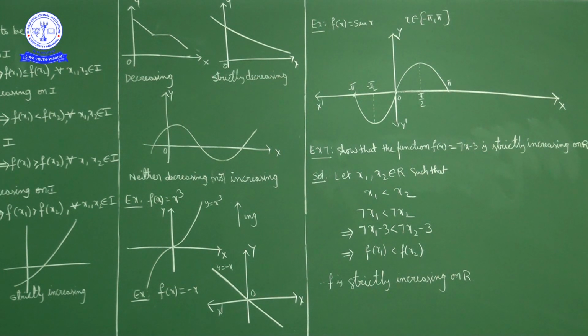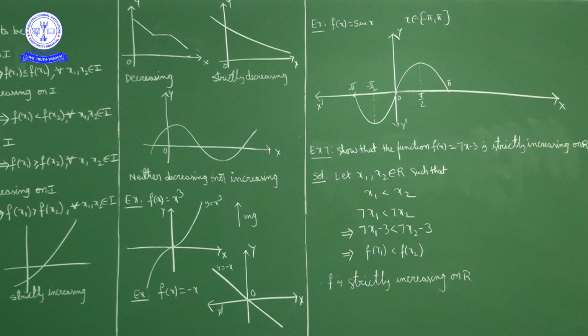So f of x equal to sin x is an increasing function in -pi/2 to +pi/2, and a decreasing function in -pi to -pi/2 and pi/2 to pi. Now overall, if you consider f of x equal to sin x in -pi to +pi, it is neither increasing nor decreasing. How do we check whether a given function is increasing or decreasing?